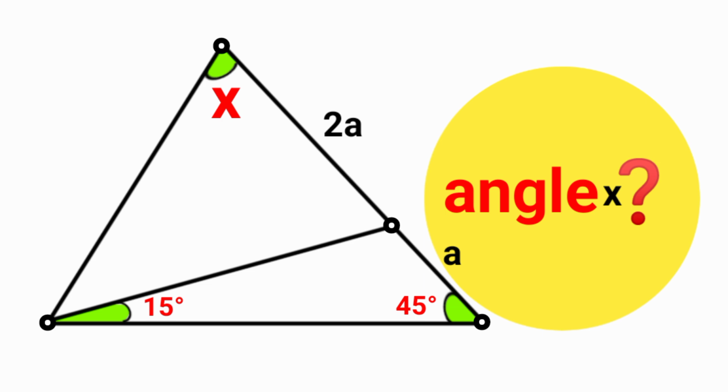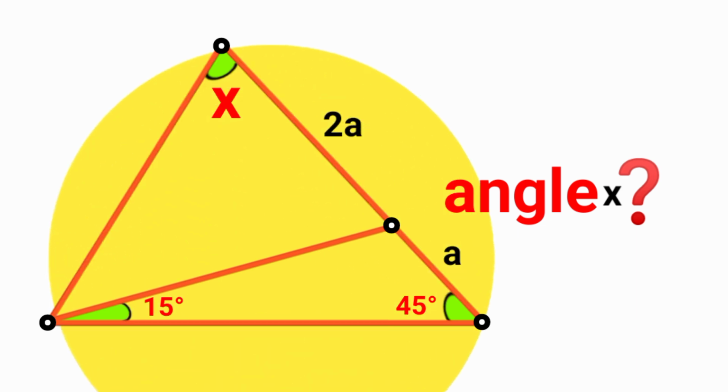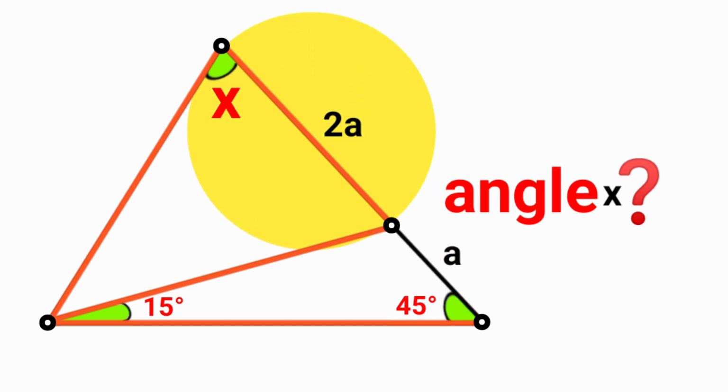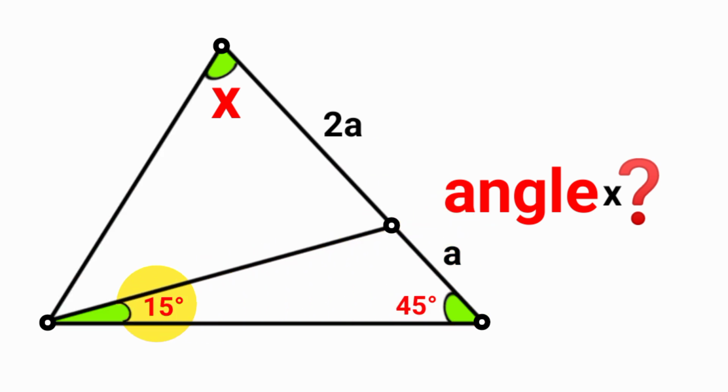We are asked to calculate the value of angle x. We see that this line here is a cevian of the triangle which intersects this side in such a way that it divides it into two segments, where this is exactly twice the length of this. We have the size of this angle to be 15 degrees and this is 45 degrees.